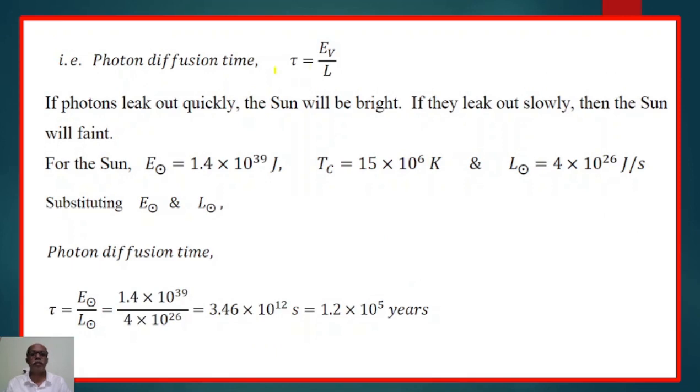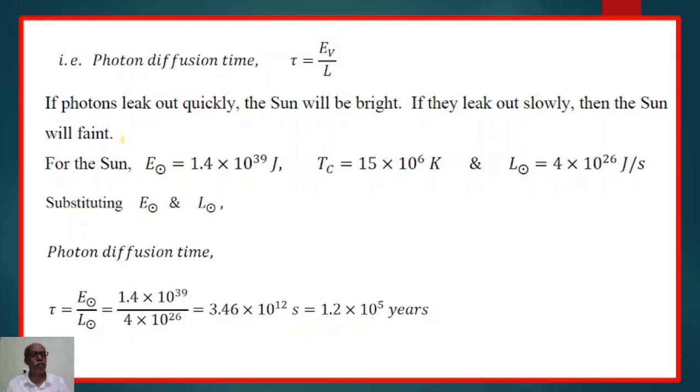Mathematically, it can be written as tau equals EV by L, where tau is the photon diffusion time, EV is the total radiant energy contained in the volume of the star, and L represents the luminosity of the star. If the photons leak out quickly, the star will be more bright, and if they leak out slowly, then the star is said to be faint. Therefore, the brightness of the star depends on the time taken by the photons to leak out of the star's surface.